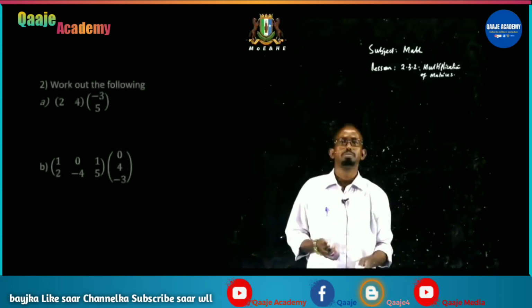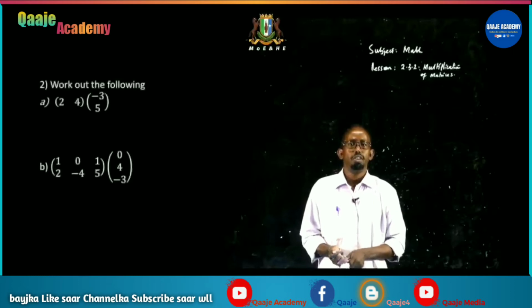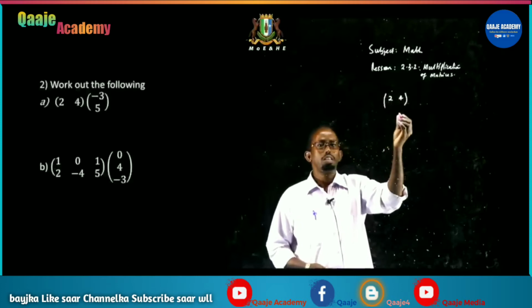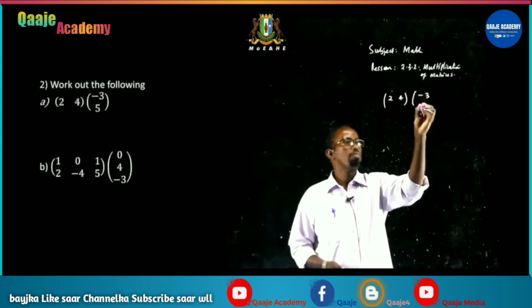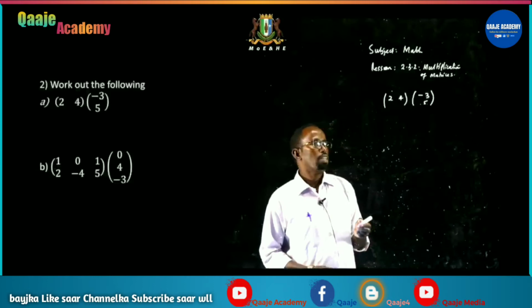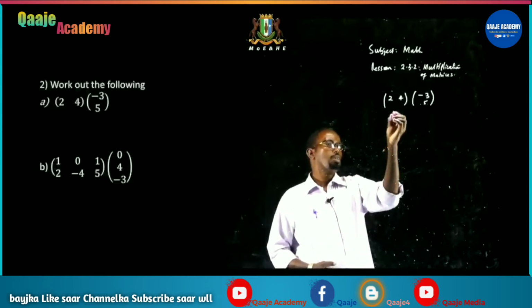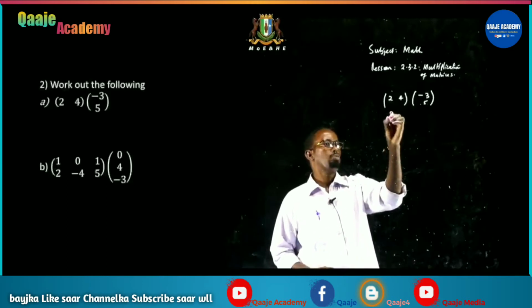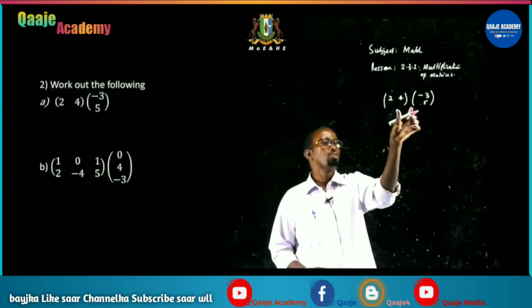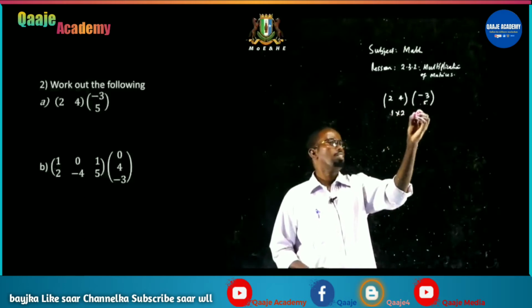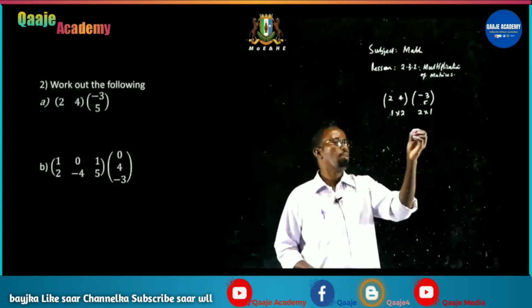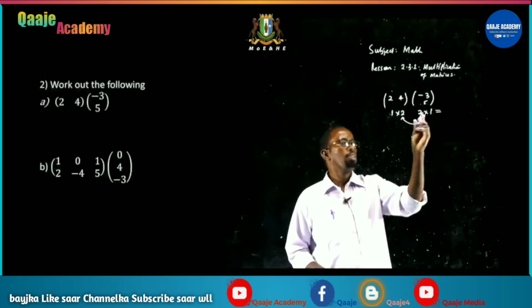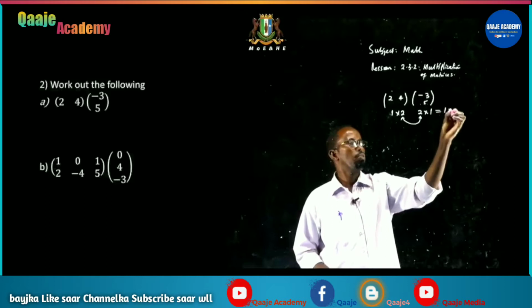Next, work out the following. A, we have 2, 4, and then we have minus 3, 5. Now the matrix multiplication, we said that 2 matrices can be multiplied if the column of the first is the same as the row of the second. So this is 1 row, 2 columns, and this is 2 rows and 1 column. So you can see they are the same. So the final answer will be 1 and 1, meaning the final answer will be a 1 by 1 matrix.